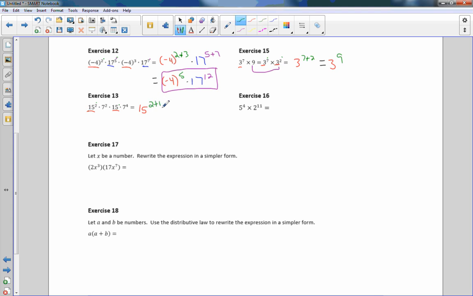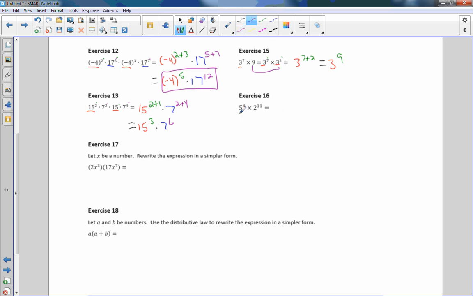I'm going to multiply that by 7, my base 7 to the power of 2 and to the power of 4 is 2 plus 4. Okay, that is going to equal 15 to the power of 3 times 7 to the power of 6.